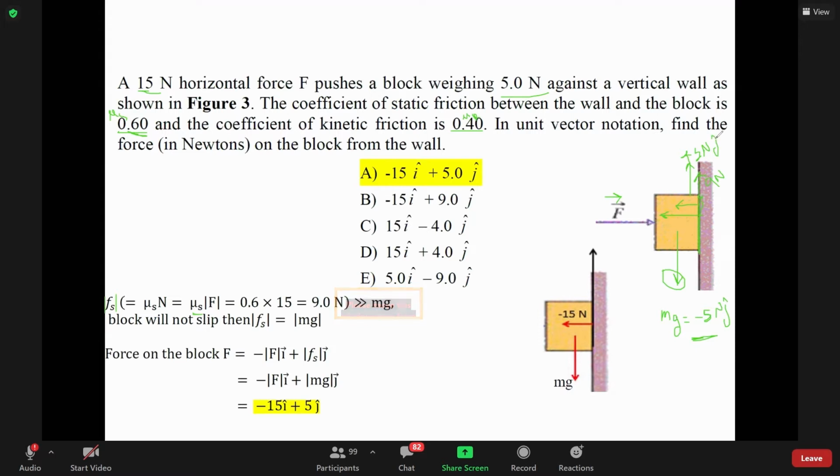Why? Because we determined the threshold. The threshold is greater than the weight force, so there will be a friction force only to keep it in equilibrium, because it did not exceed the threshold. So I have two components: negative 15 I hat and 5 J hat. And here is the answer. This is the correct answer.